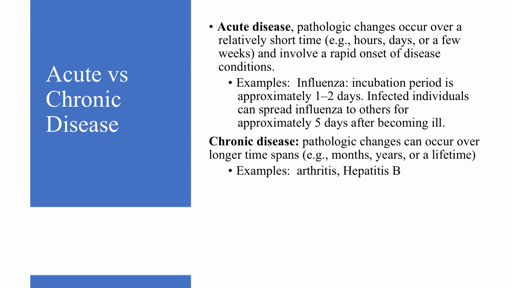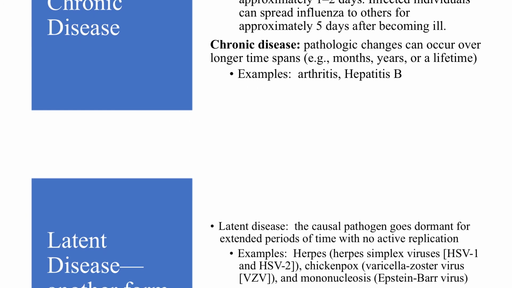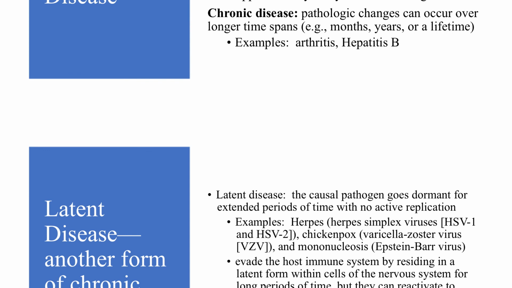There are 3 different types of disease, well, 2 different classifications, and chronic can be subdivided into 2 classifications. An acute disease is one where you get pathologic changes over a relatively short time. You really begin to feel sick with a cold or the flu. You get a rapid onset of disease conditions. Influenza, the incubation is 1 to 2 days, and you can spread the flu for about 5 days after becoming ill. A chronic disease is something like arthritis, asthma, hepatitis B, something you will have over a very long time period. Sometimes most of them are managed rather than cured.